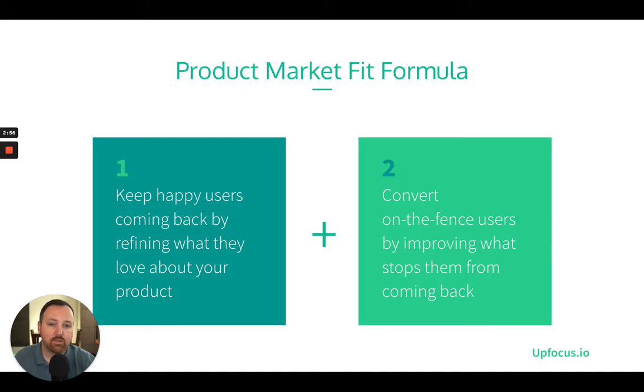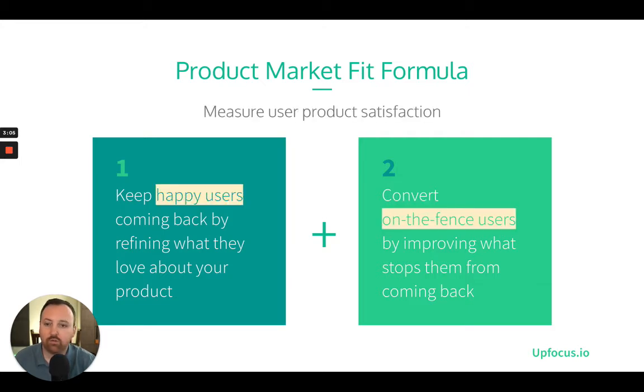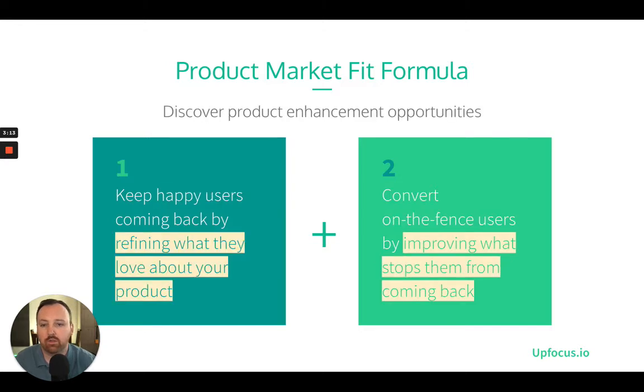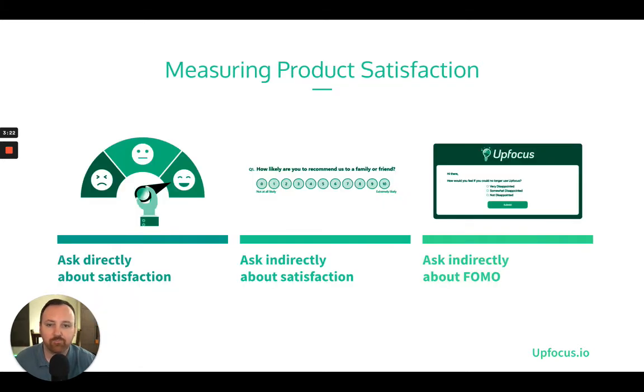And then the second key piece is to convert those on-the-fence users into happy customers by improving what's stopping them from coming back. To do this, you need a way to systematically measure user product satisfaction, so you know who the happy users are and who the on-the-fence users are. You also need to be able to discover product enhancement opportunities, so you can refine what they love about your product and improve what stops them from coming back.